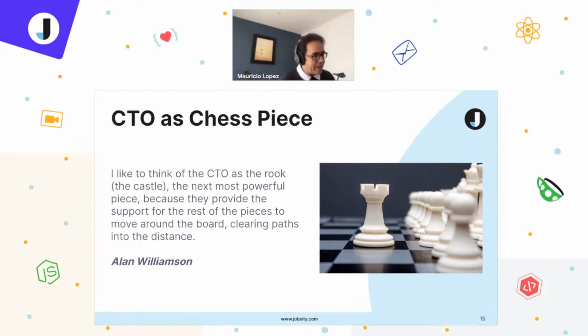I talked to a chess player and he told me this is right. The CEO, the equivalent in chess, would be the king, the most important piece. If it's captured, the game is over. The next important piece in chess is the queen. It can move around. That would be the COO or the CFO. Usually you will see that person in many places inside the organization. The next important piece will be the CTO.